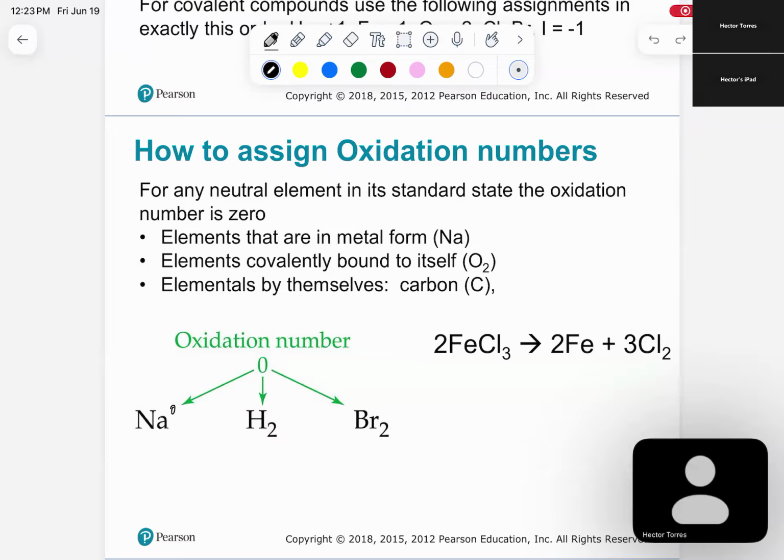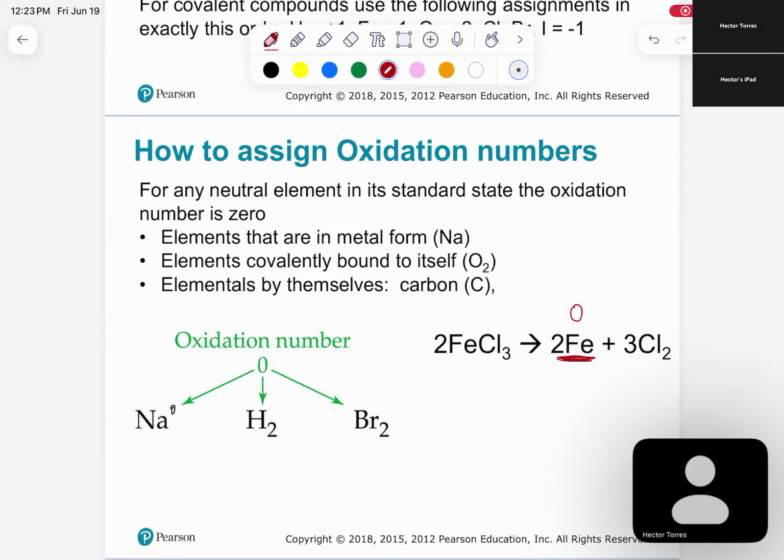Now let's look at this when it's applied to a chemical reaction. Here we have a chemical reaction. We have 2FeCl3, and the products are going to be 2Fe and 3Cl2. If we look here, we see Fe is all by itself, so the oxidation number for this is going to be 0.